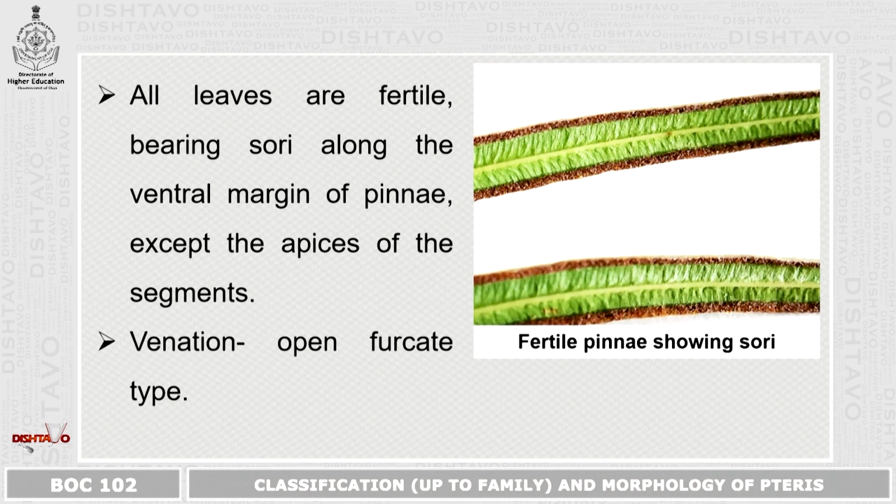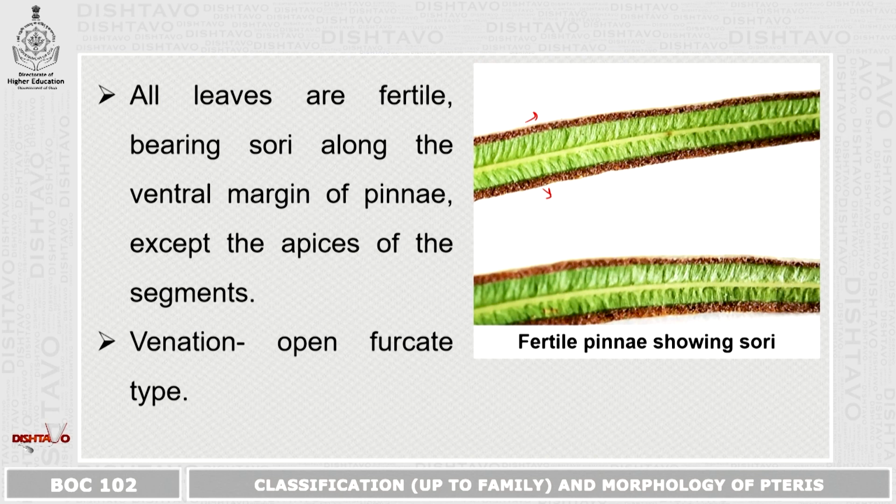All leaves are fertile, bearing sori along the ventral margin of the pinna, except the apices of the segments. Here you can see this is the ventral side of the leaf, that is the lower side of the leaf, showing sori on both sides of the margin. These sori are the reproductive structures of Pteris. They are arranged on the ventral side on both the margins.